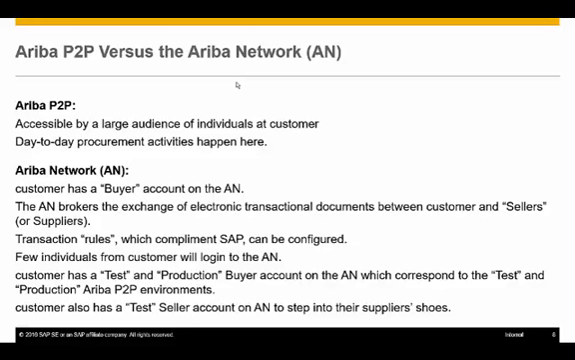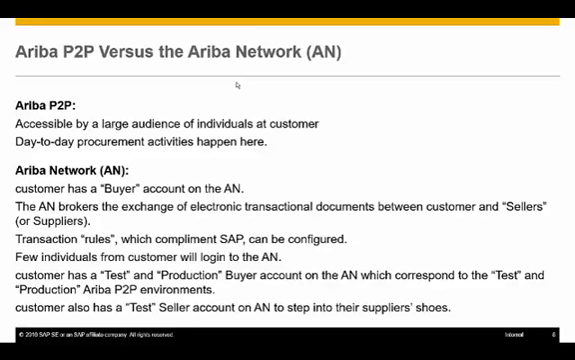Honestly, not a lot of enterprise users from your organization would be accessing Ariba network. Only those who deal with the supplier relationships or catalogs, or anyone who works very closely with the supplier at the transactional level, would be accessing the Ariba network.